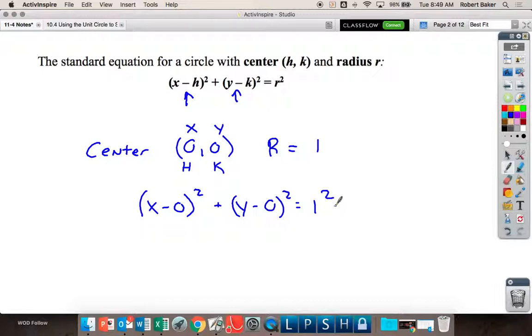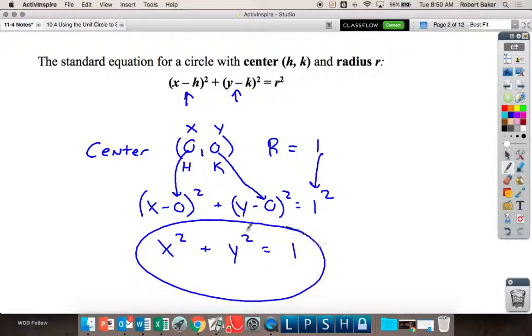That's it. I just have to simplify it. X goes, or h goes here, k goes here, r goes here. And I'll simplify it. What is x minus 0? X squared plus y minus 0, y squared. And then what is 1 squared? 1. Guess what? That's the equation that graphs a circle at 0, 0 with the radius of 1. Interesting. I think it's really weird to use that 0, 0, but we're going to keep practicing it.